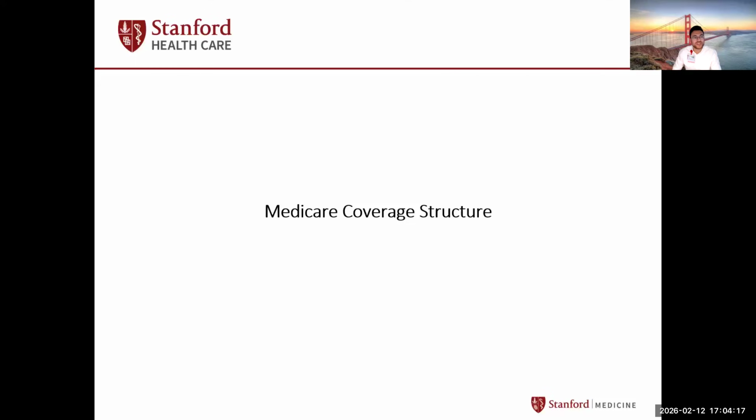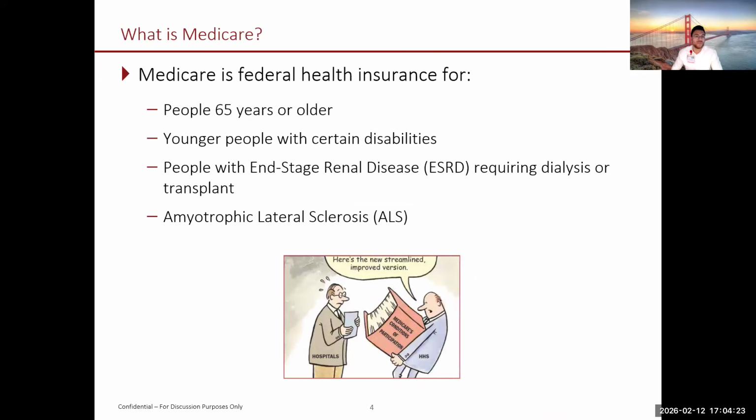So we'll get started with that first section, taking a look at the overall Medicare structure. Just as a very basic baseline, what is Medicare? Medicare is a federal health insurance, and it's primarily for anyone over the age of 65. However, you can qualify for Medicare if you are younger, based on certain disabilities, most commonly end-stage renal disease or kidney disease requiring dialysis or transplant, as well as ALS.